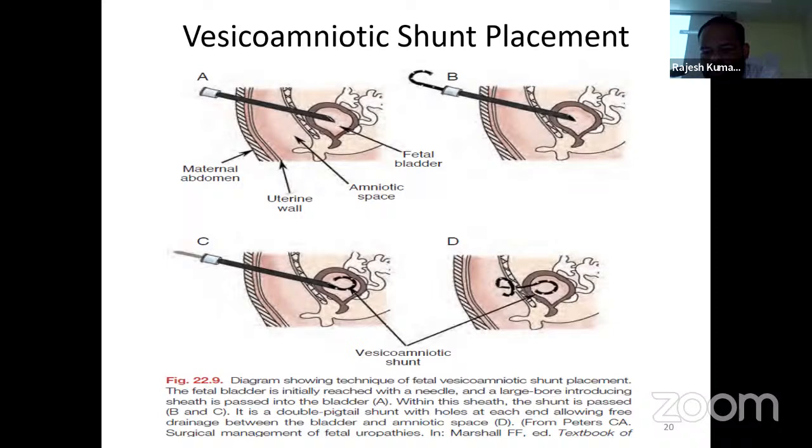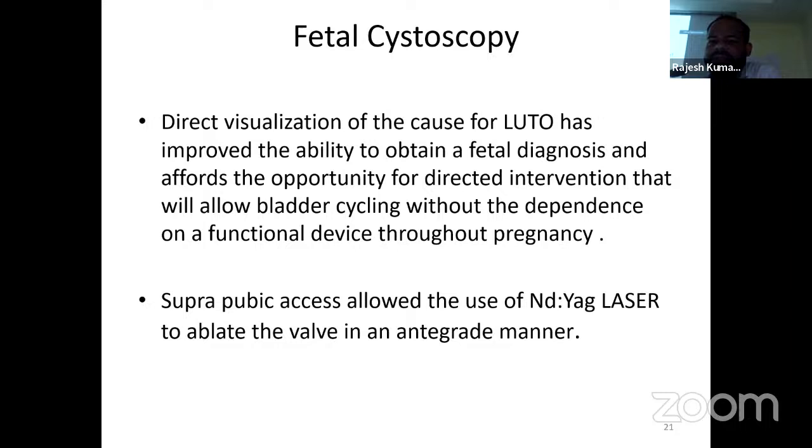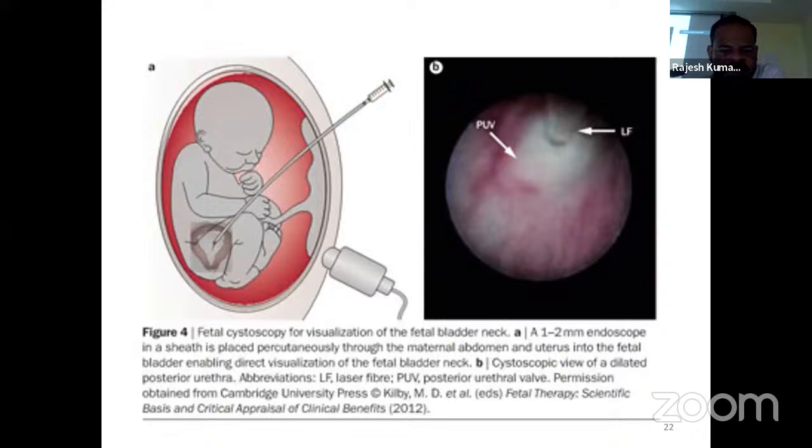The second intervention is fetal cystoscopy. Direct visualization of the cause of lower urinary tract obstruction has improved the ability to obtain a fetal diagnosis and affords the opportunity for directed interventions that will allow bladder cycling without the dependence on a functional device through pregnancy. In fetal cystoscopy, suprapubic access allows the use of laser to ablate the valve in an anterograde manner. Images show fetal cystoscopy for visualization of the fetal bladder neck, and in image B, a cystoscopic view of a dilated posterior urethra with posterior urethral valve.